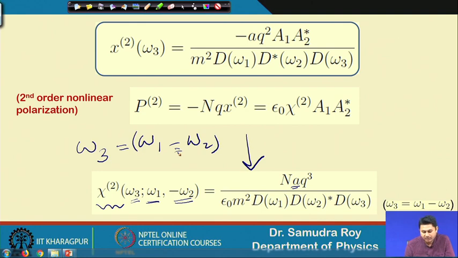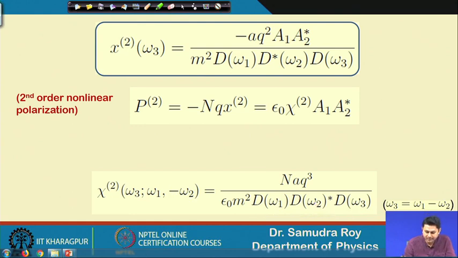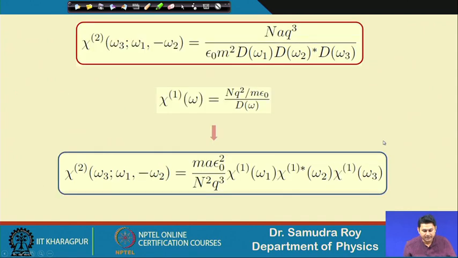On the right hand side I will have this value: n A q cubed over epsilon 0 m squared, and this entire quantity. This quantity is already there. So, I have calculated my chi 2 in terms of d omega 1, d omega 2 and d omega 3 and the complex conjugate. The minus term is associated with omega 2, so that is why for this d omega 2 we have the complex conjugate. This is the easy way to understand. Well, let us see what we have in our next slide.